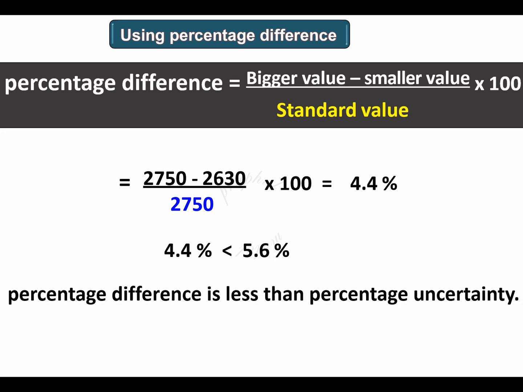If the percentage difference is less than percentage uncertainty, then your value is valid. Means the difference is justified with the uncertainties. If the percentage uncertainty is less than the difference, then your result is not valid.